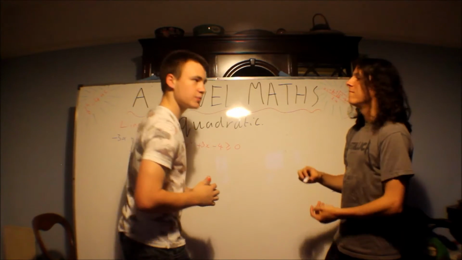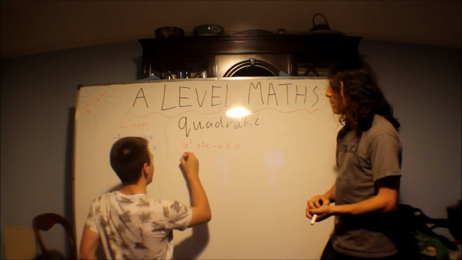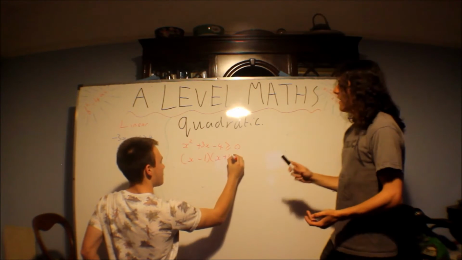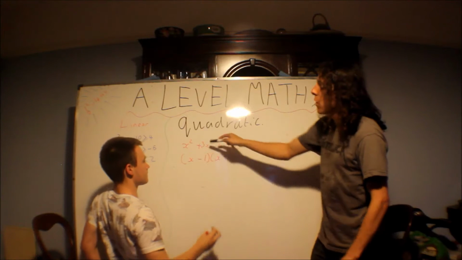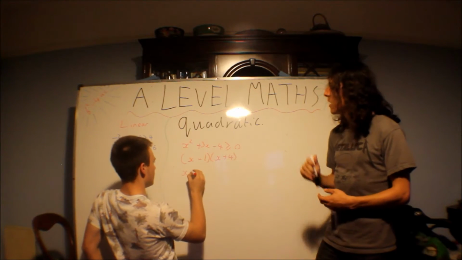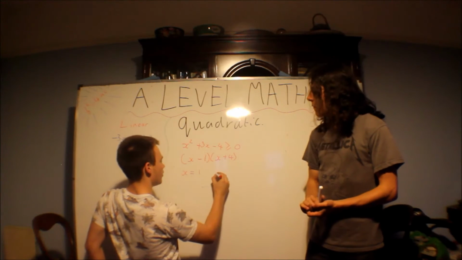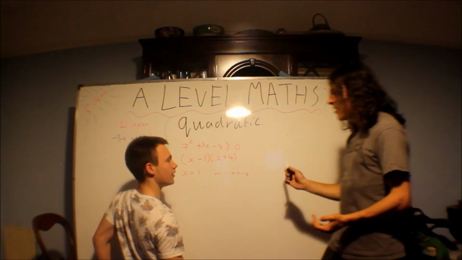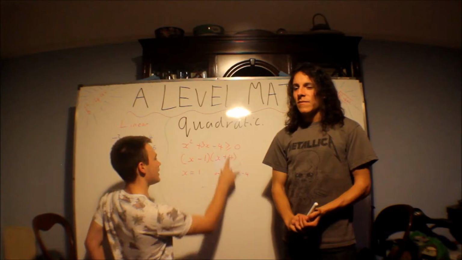That means it can be factorised, so let's crack on with that. x minus 1 and x plus 4. As you can see, if you expand that, you just get that. So x equals 1 or x equals minus 4. However, it gets a bit more complicated, and that's not actually right, because it's not equals.